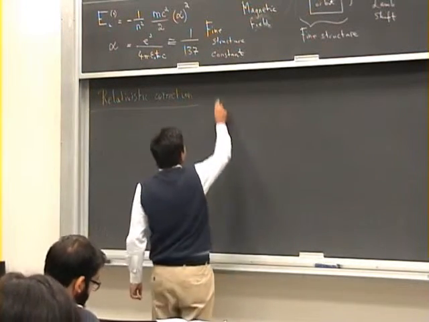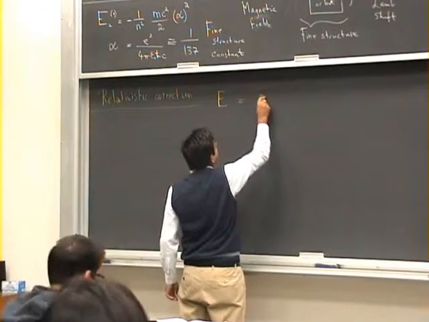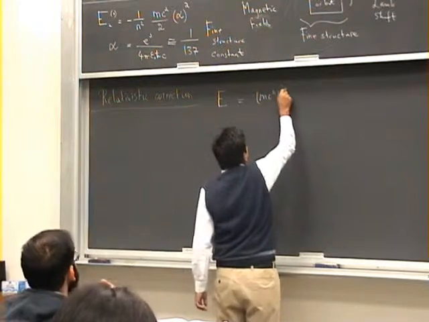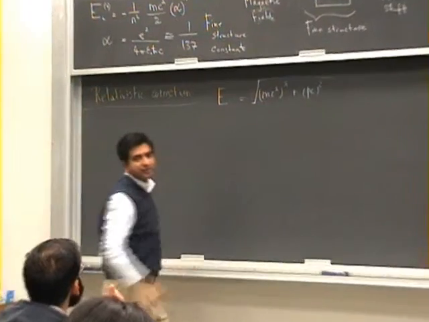We know that the total energy of a particle is given by the square root of m squared c to the fourth plus p squared c squared. Right? This is the relativistic energy of a particle.